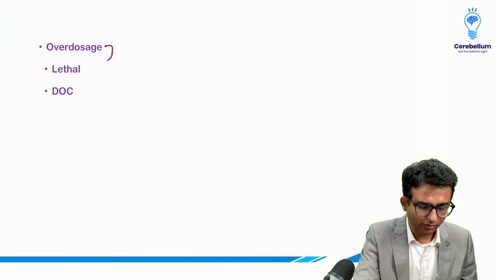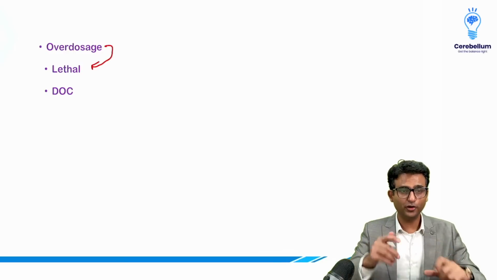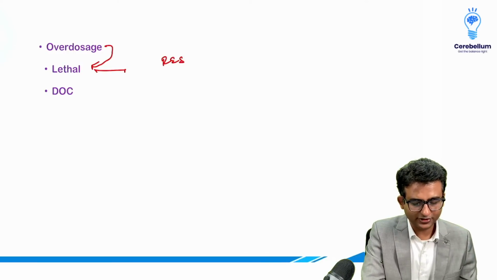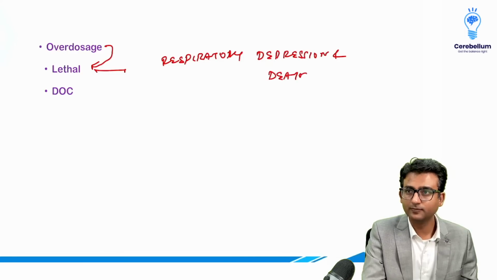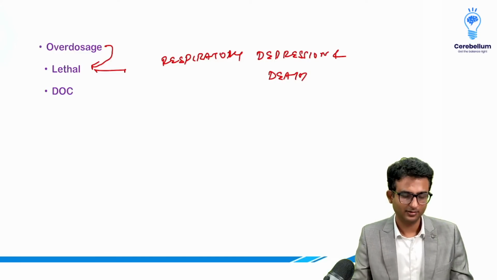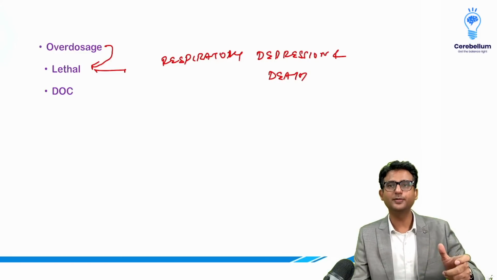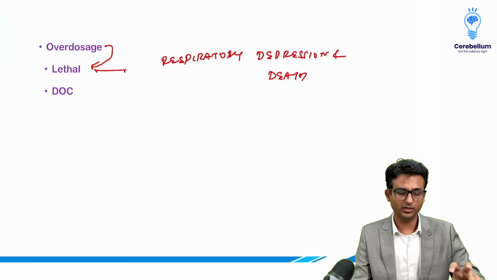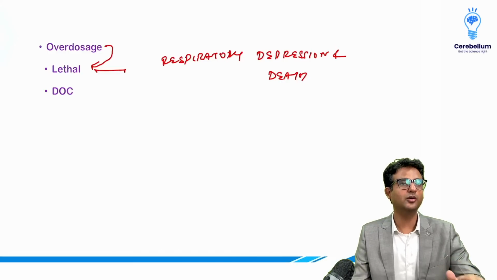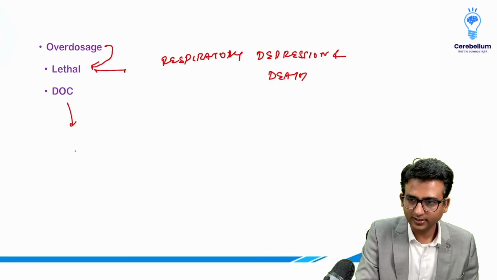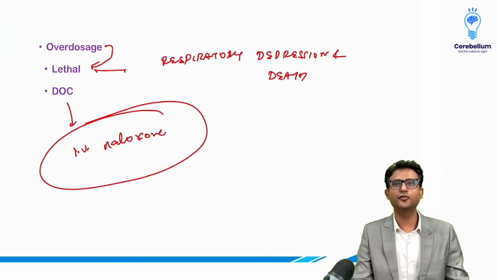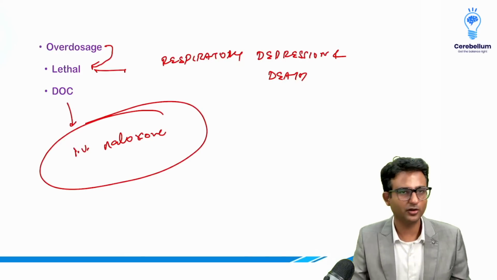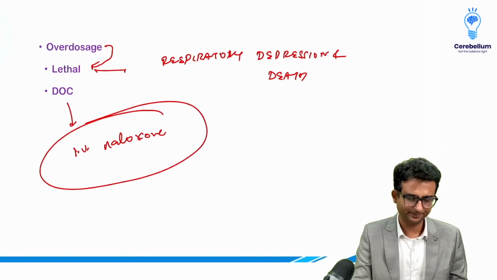Secondly, opioid overdosage can be lethal. If you take a lot of opioids, there may be respiratory depression and death. That is why the question comes that the patient has overdosed on opioids. What is the drug of choice? Intravenous naloxone. Intravenous naloxone is the drug of choice. Important question, it will surely come, remember it.